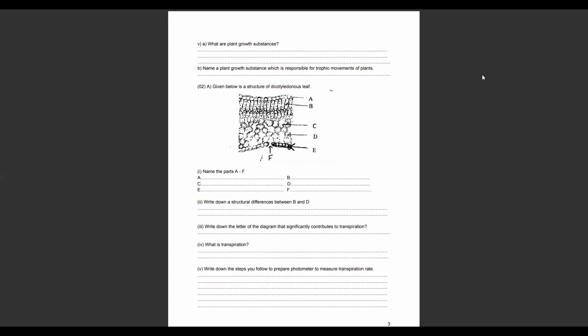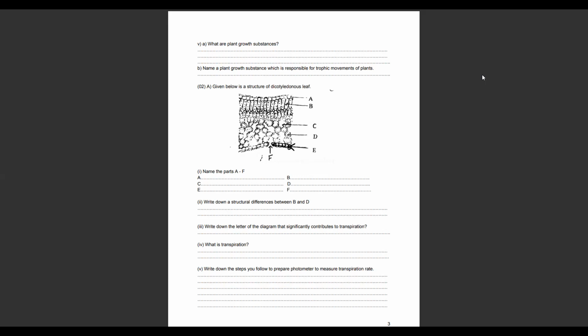A is upper epidermis. Upper epidermis. B, palisade parenchyma cells. C, air spaces or intercellular spaces. D, spongy mesophyll cells. E, lower epidermis. And F is stomata. Give 6 marks, one for each correct answer.